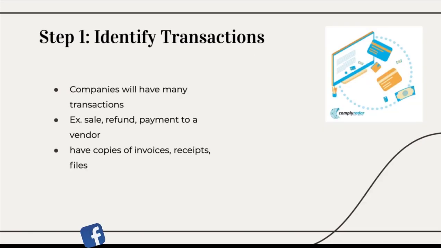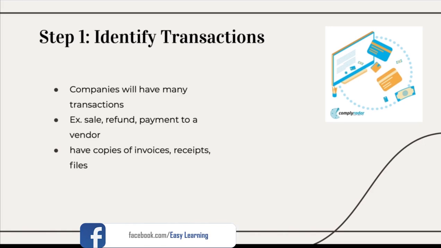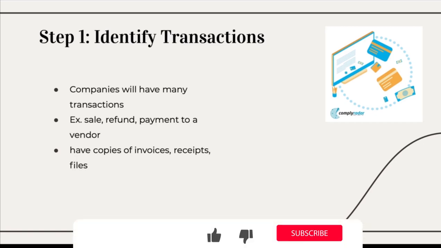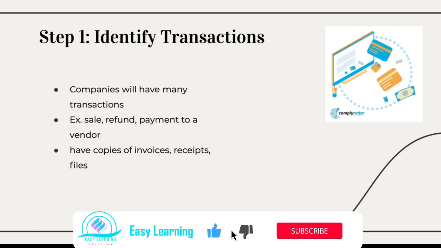So now let's begin our quick walkthrough of the accounting cycle, starting with step 1, identify transactions. Companies will have many transactions throughout the accounting cycle, such as a sale, refund, payment to a vendor, and so on. Each one needs to be properly recorded in the company's books, so it's important to have copies of invoices, receipts, files, and so on.